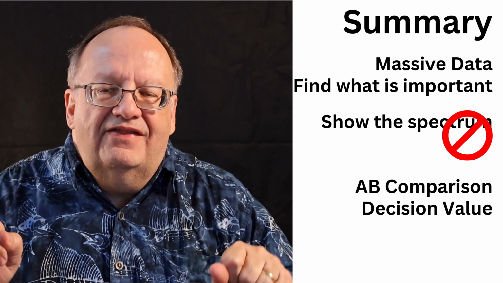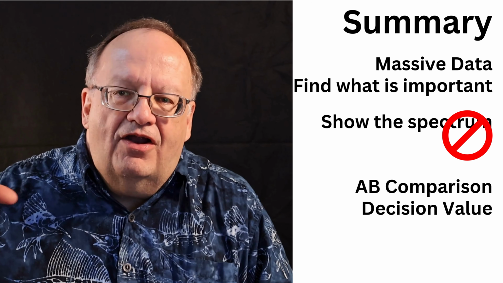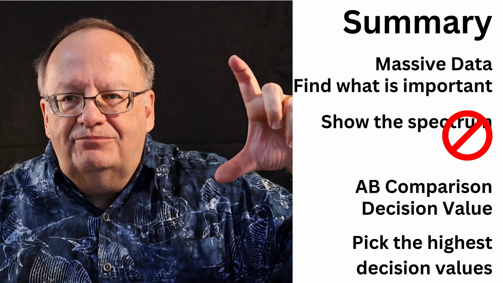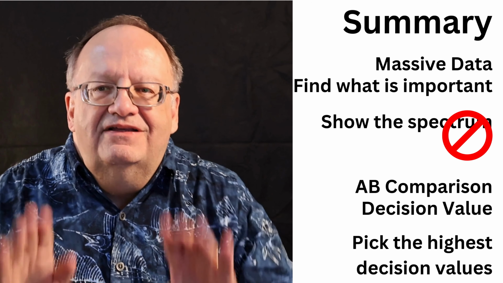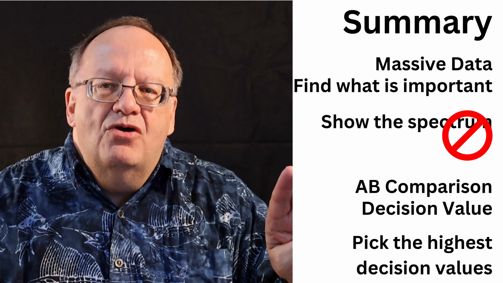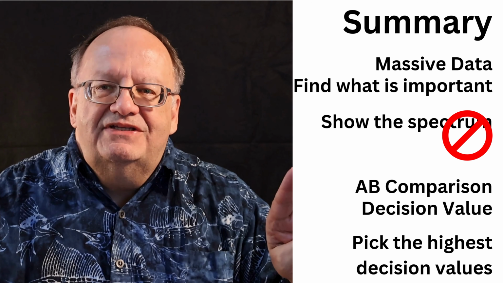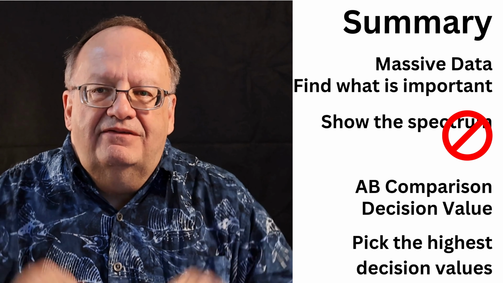Once we've calculated that decision value, we're going to pick the largest decision value. Not the largest abundance, the largest decision value. Because that's going to tell us the molecules that make the most difference between whatever we set up as set A and set B. There you have it. What we've done is we've separated A and B. We've focused in on some molecules using decision values.